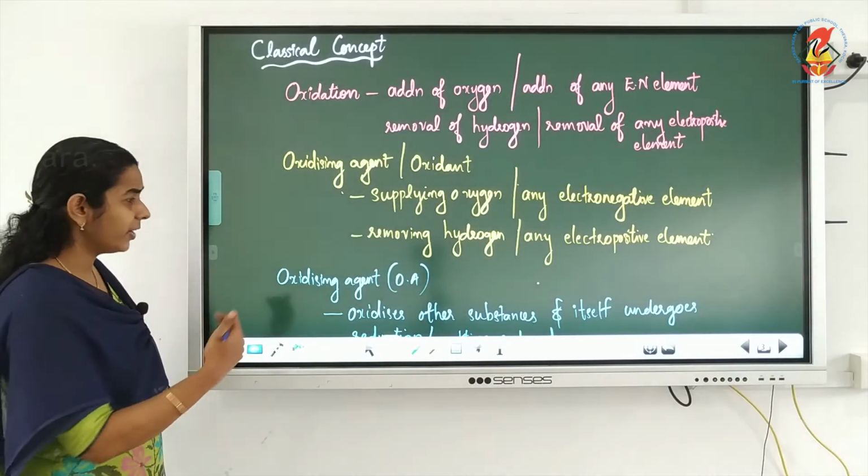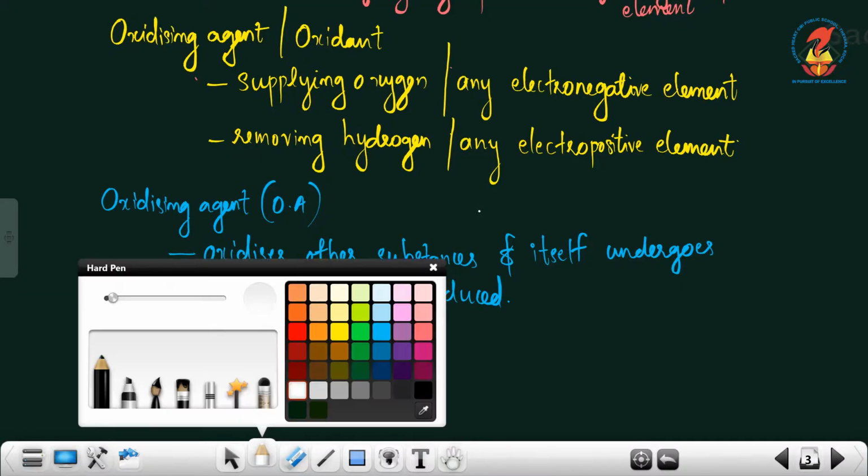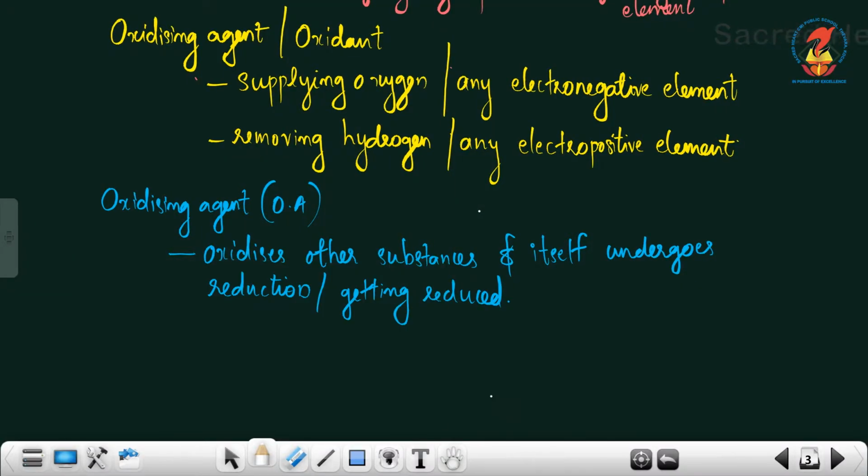So, how can we define an oxidizing agent? The short form of oxidizing agent, from here onwards we will be writing only as OA. So, how can we simply define it? Oxidizing agents are the substances which oxidize other substances and themselves undergo reduction. Undergoing reduction means they will be getting reduced. All these are the new terms you are studying.